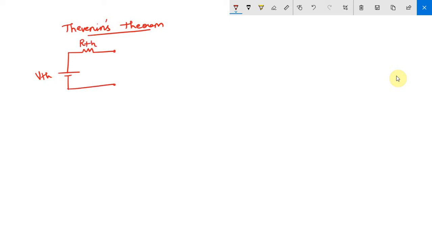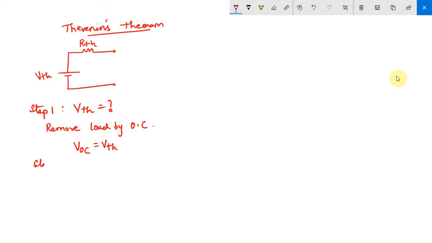Whatever the network or circuit is, it can be converted into a single voltage source with a series resistance, and that is Thevenin's theorem. What are the steps we need to follow to solve a problem using Thevenin's theorem? Step 1, we need to find Thevenin's voltage VTH. To find it, you have to remove your load by open circuiting, and then find the open circuited voltage, which is equal to the Thevenin's voltage VTH.